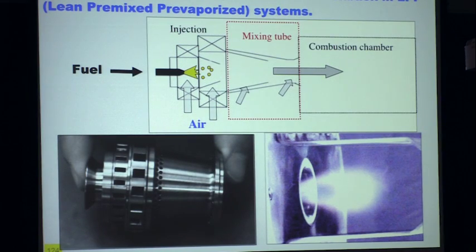So one of the things you do, you add here, for example, a mixing tube. This tube here was not there in the initial design. The engineers added it because their NOx levels were not good. So they've put this small tube here, and the objective of this tube is to give a little bit more time for air and kerosene to mix before you go into the combustion chamber.